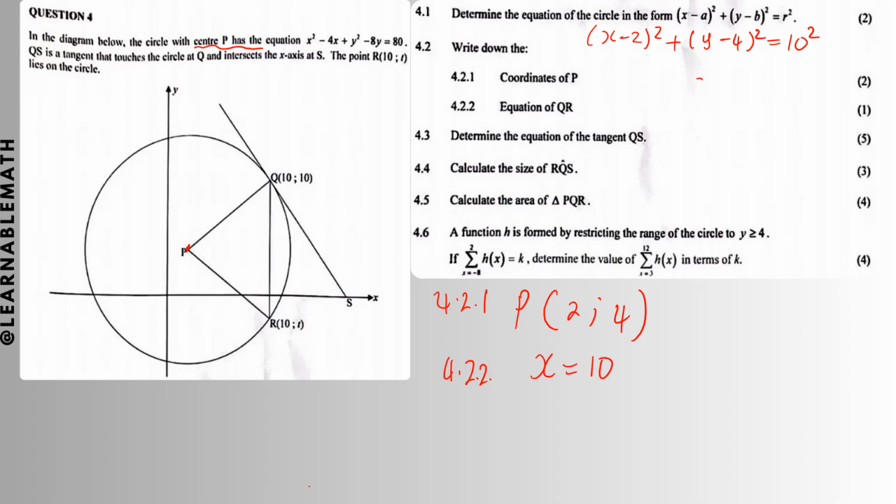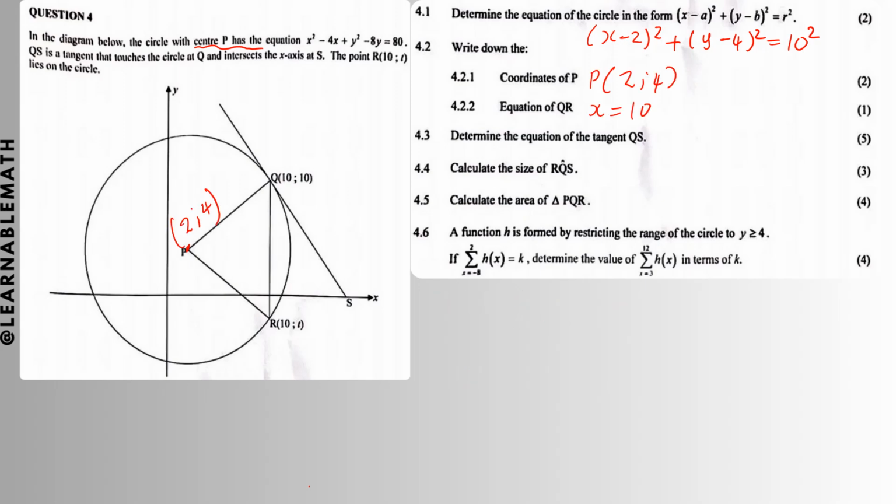Let's quickly go to 4.3 now. 4.3, they want us to determine the equation of the tangent QS. What we know is that P is the center of the circle and PQ is a radius. And we know that a radius is always perpendicular to a tangent. So we know that the equation of a tangent is y equals mx plus c, right? It's a straight line. So we need the gradient.